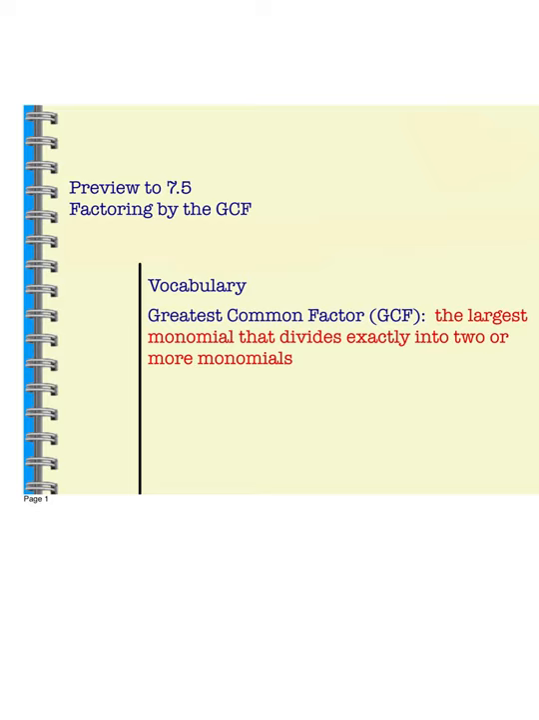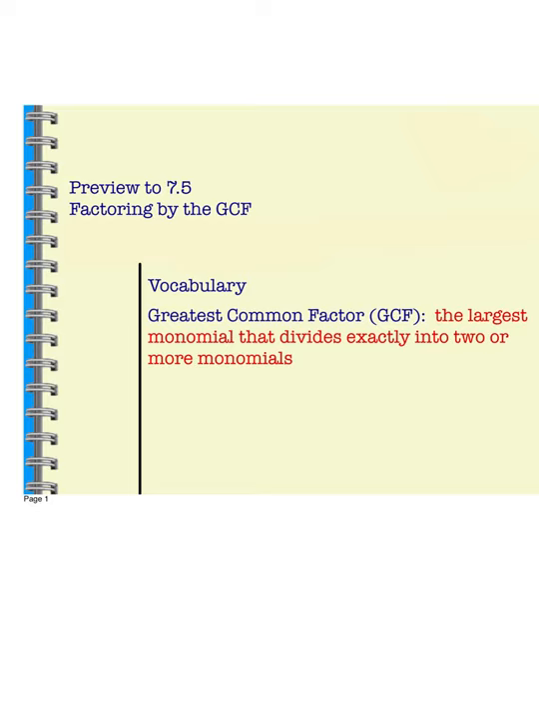7.5 will be factoring binomials and polynomials, and so this section we actually split into two notes groups. The first one we'll be looking at factoring by the GCF, and then next in 7.5 we will be looking at factoring with magic numbers.